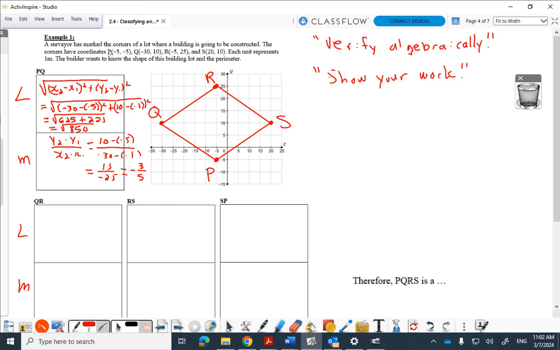Okay? How'd you get 625? I got 1,225. Negative 30 subtract negative 5. What? Negative 25, yeah?